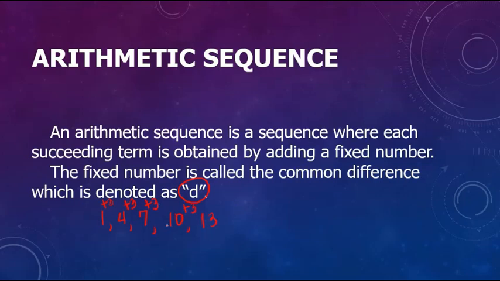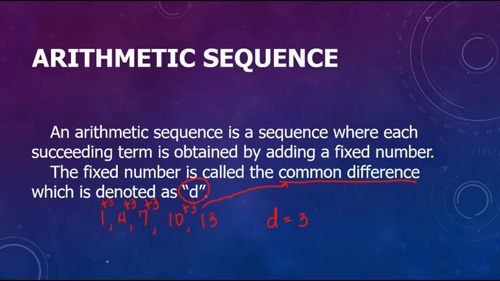So, pare-parehong 3 yung ina-add nyo. Meaning, the common difference is 3. This is now your common difference. And common difference is denoted by small letter d. So, therefore, we can say that d is equal to 3. Since the common difference is denoted by d, and the common difference can be determined by finding the fixed number or amount added to each term para makuha yung mga next term or succeeding terms. So, therefore, d is equal to 3.